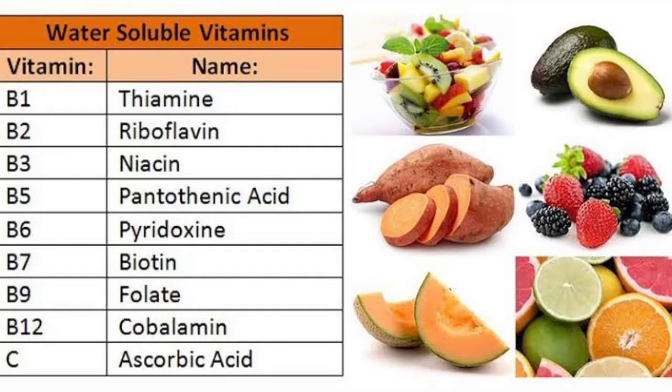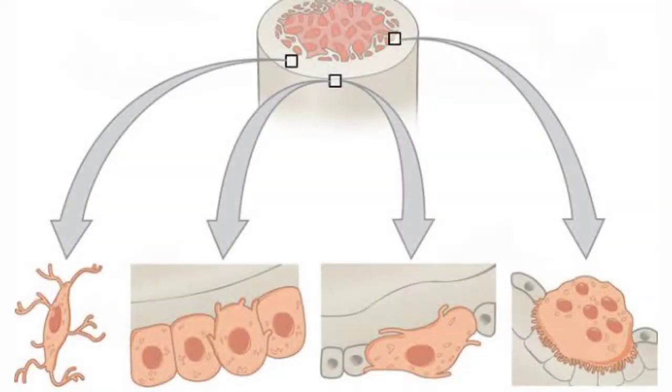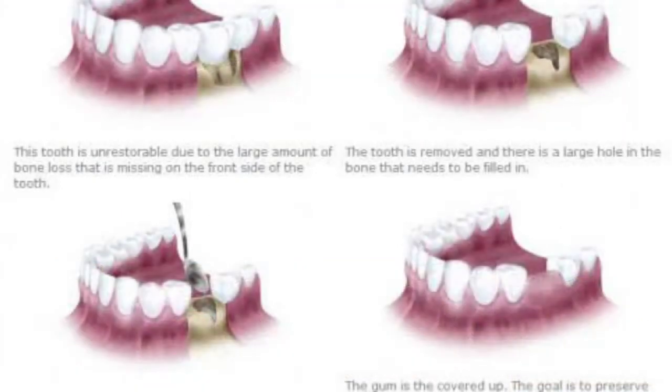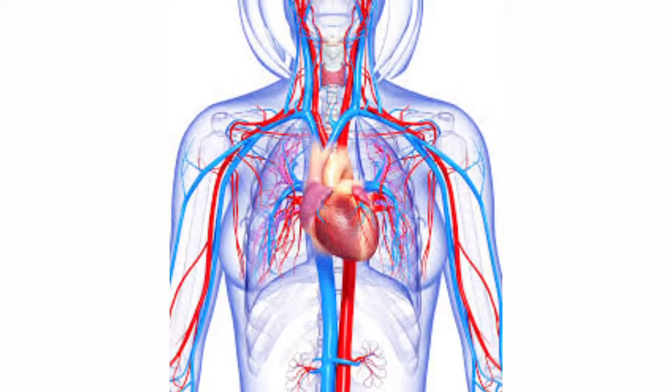Now let's come to the next point, that is minerals. Students, for the growth and development of the bones and teeth, growth of cells and the formation of red blood cells, minerals are very important. Why? Because minerals provide materials for the same. They also play an important role in proper functioning of the circulatory system and the nervous system.